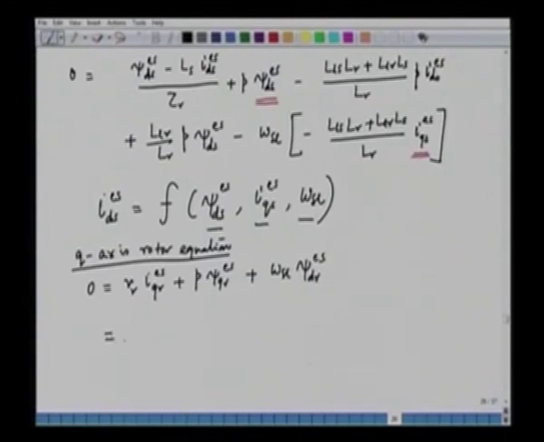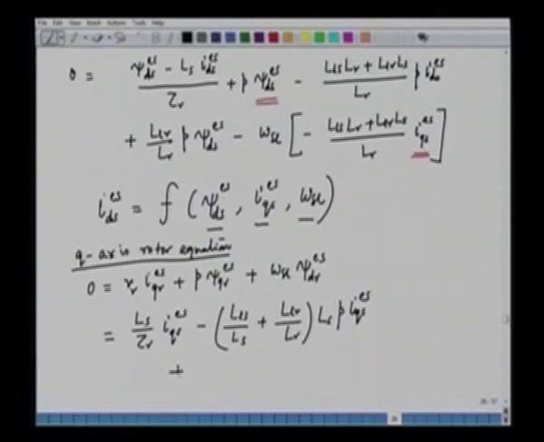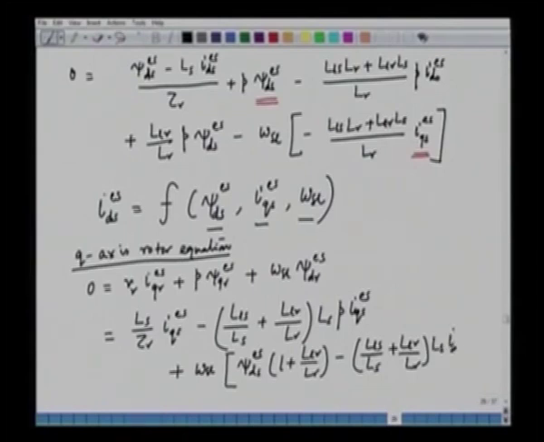Once we simplify, we get the following result: LS by tau r into IQS ES minus LS by (LS plus LR) ... P into (IQS ES plus omega SL into psi ds ES) into (1 plus LLR by LR) minus LLS by (LS plus LLR by LR) into LS into IDS ES.